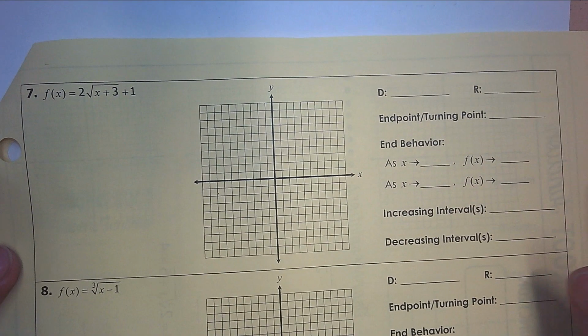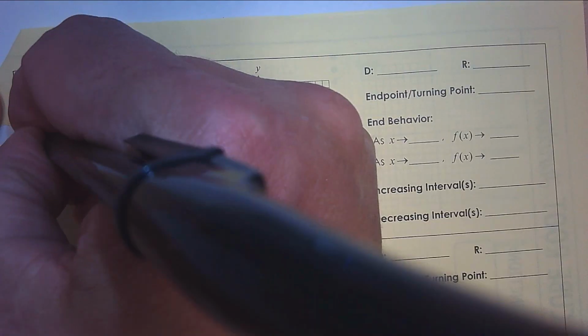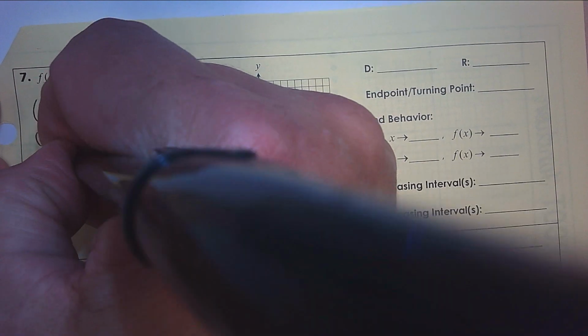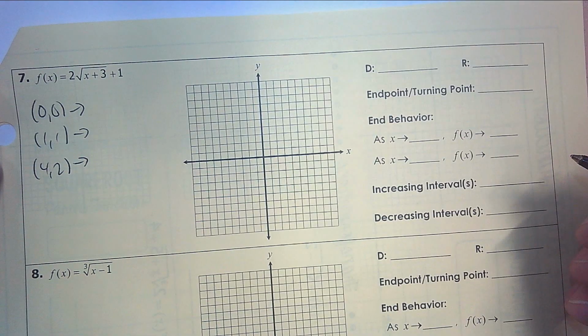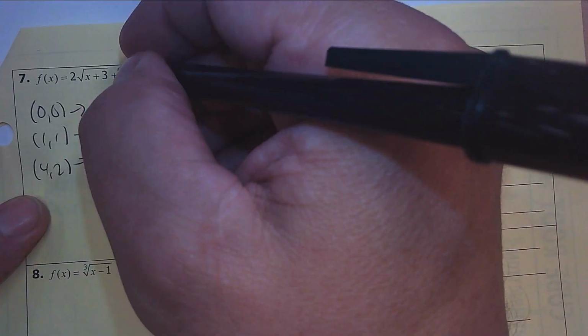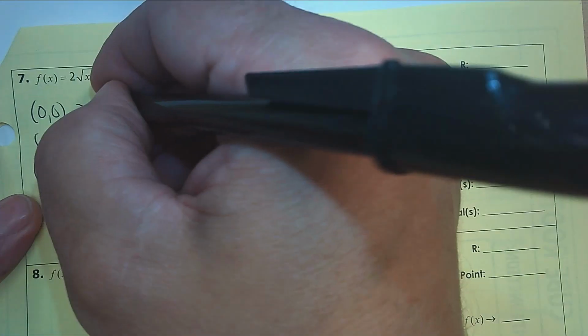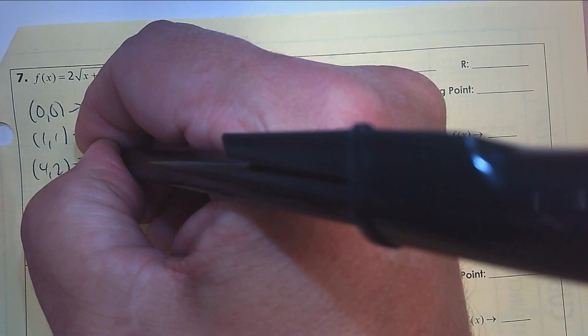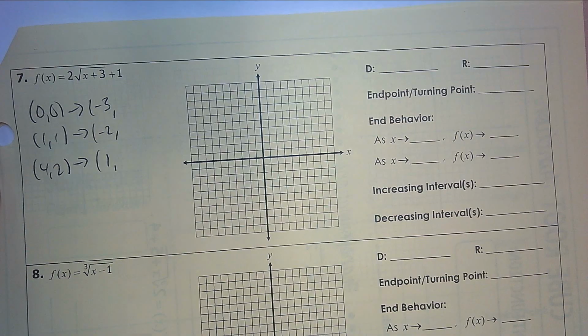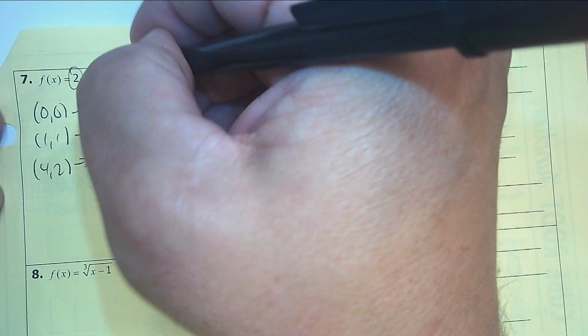So now it's time for you to start. So we need to know the parent points. So write them down, and then press pause and transform them. Then press play. So under the square root sign, I'm going to subtract 3 from all the x's. And outside, I'm going to go times 2, and then I'm going to add 1.